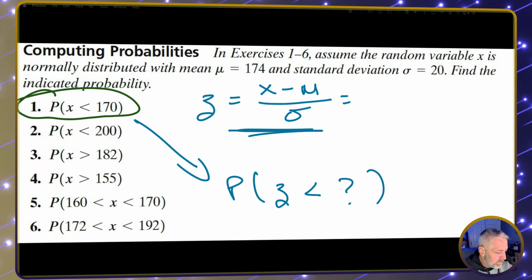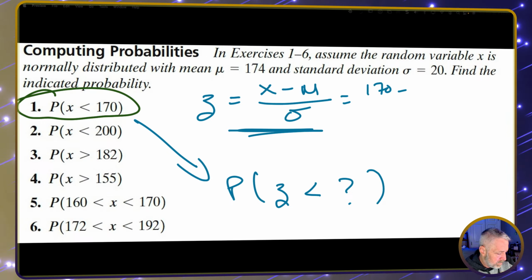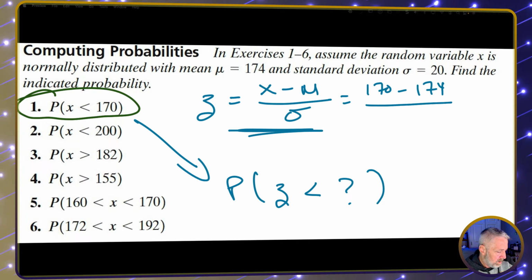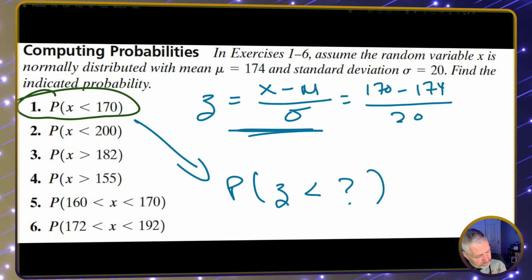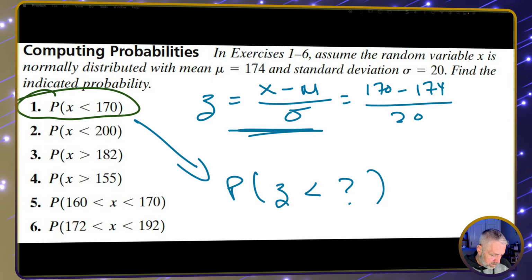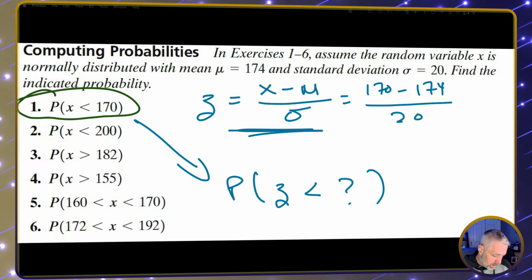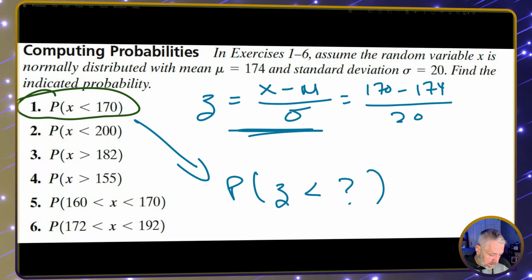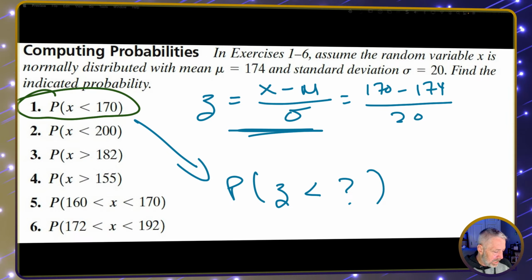So our x value is 170. Subtract 174, divided by 20. Okay, 170. Oops, 170. Subtract 174. Let's be precise. Minus 4 divided by 20. And I get negative 0.2.